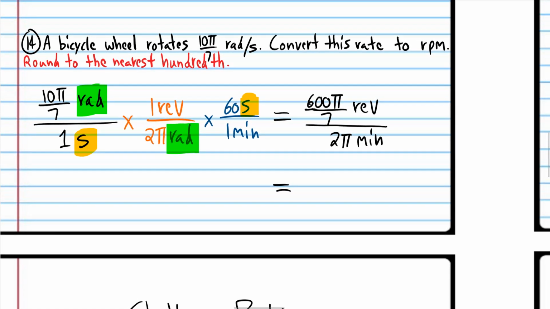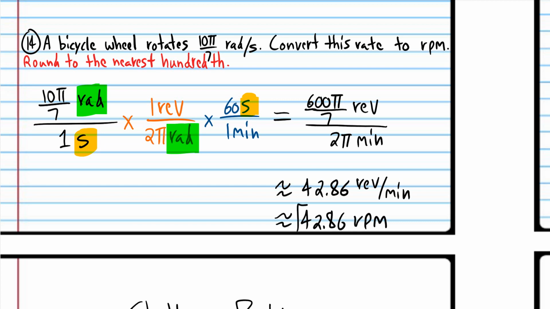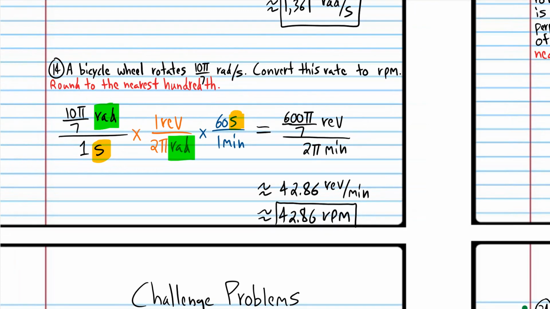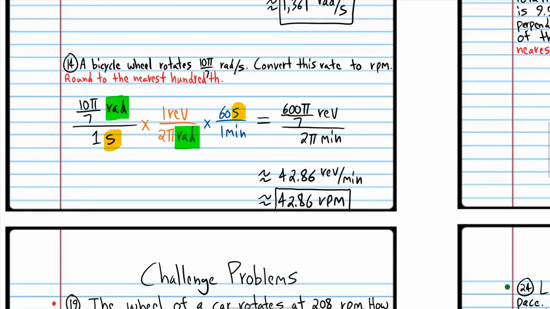So we get 42.86. And let's write approximately equal to 42.86, and the units are RPMs, revolutions per minute. Now we could say revs per minute, but generally speaking, when you write revolutions per minute, we just abbreviate to RPMs.